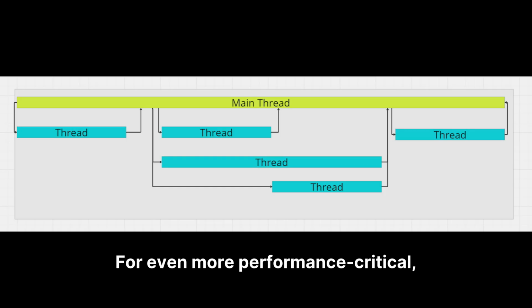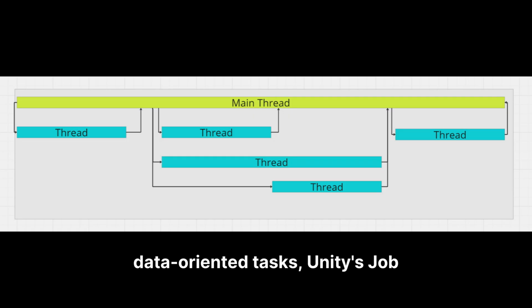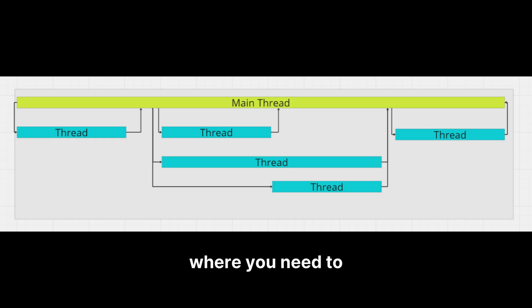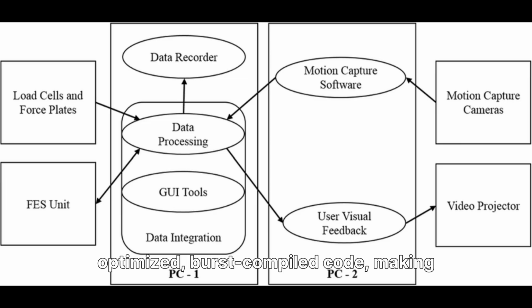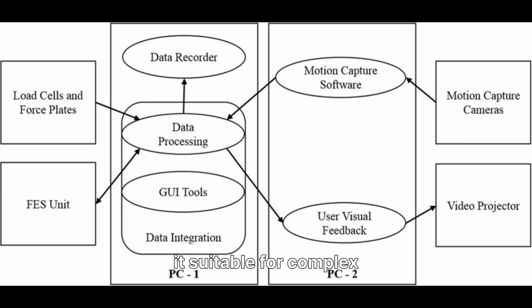For even more performance-critical, data-oriented tasks, Unity's job system offers another powerful multithreading solution. It's designed for scenarios where you need to process large amounts of data in parallel. It's designed for highly optimized, burst-compiled code, making it suitable for complex calculations on large data sets, such as those found in simulations, procedural generation, or AI pathfinding. The job system provides a safer and more performant way to handle these types of tasks.